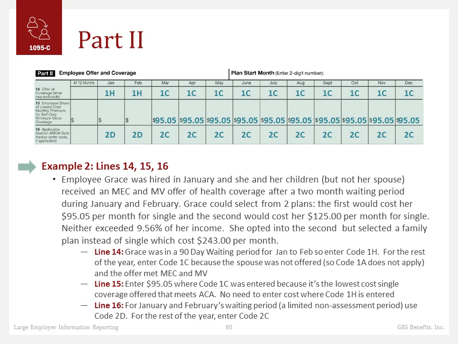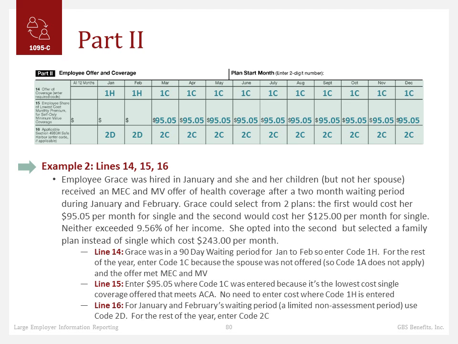that is left blank. And then line 16, you would enter 2D. Now recall 2D, if you want to stop it and look back at your codes, 2D is the one that the excuse for not offering is in their limited non-assessment period. And one of those is the 90-day waiting period, which she was in for January and February. So that applies. Now for March through the end of the year, back to line 14, you're going to enter 1C.